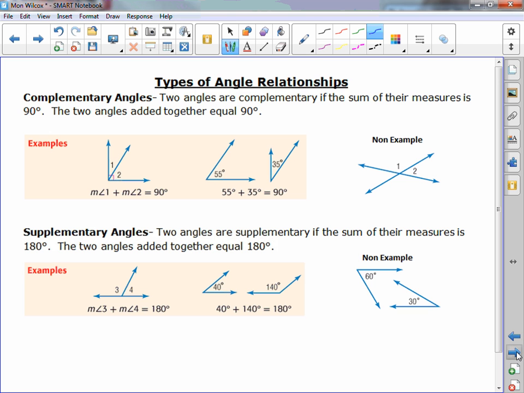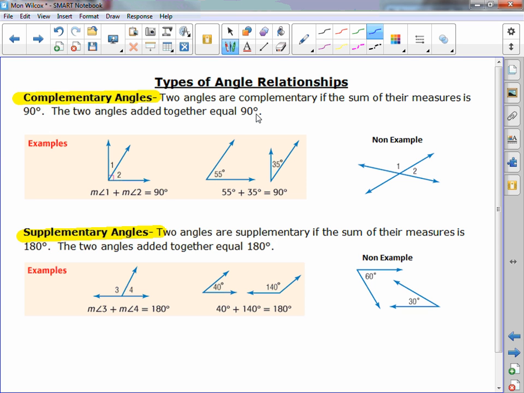The next thing we're going to talk about are complementary and supplementary angles. These are 2 different types of angle relationships. I'm going to highlight these words just so they stand out a little bit more. All right, so 2 angles are complementary if the sum of their measures is 90 degrees. So when 2 angles added together equal 90 degrees, they are considered complementary to one another.